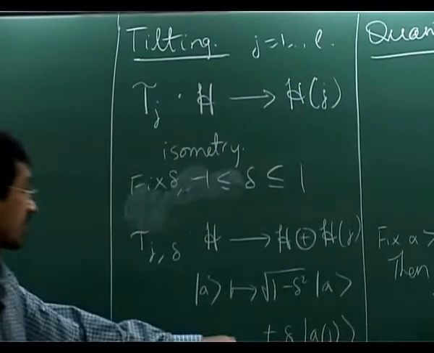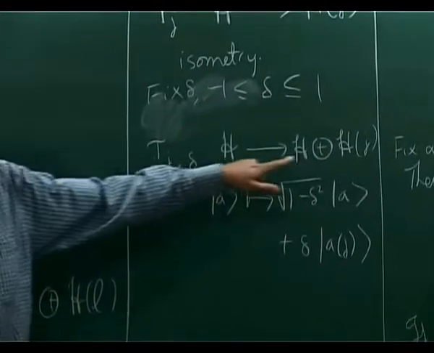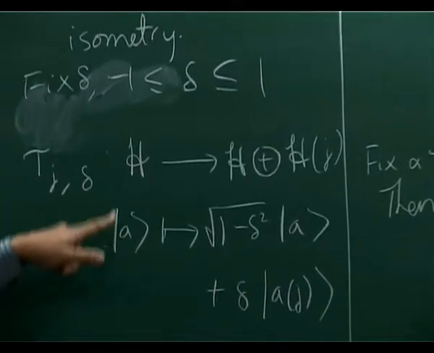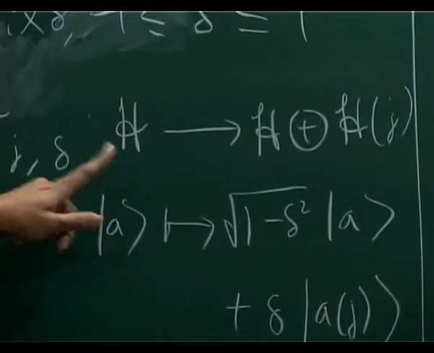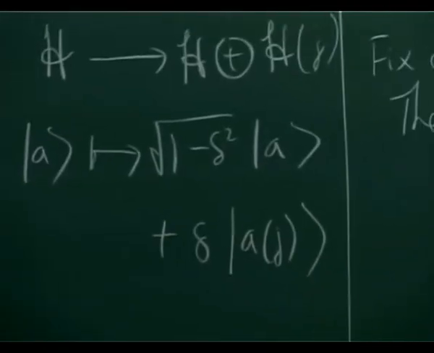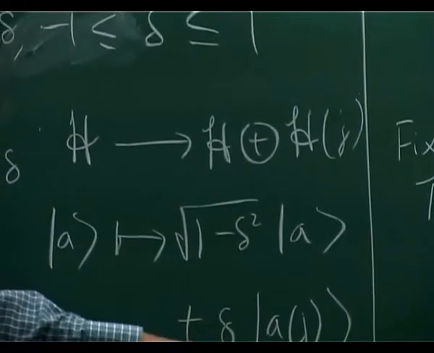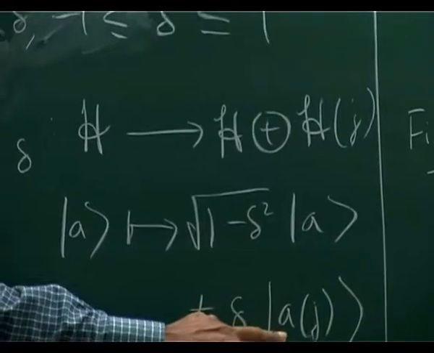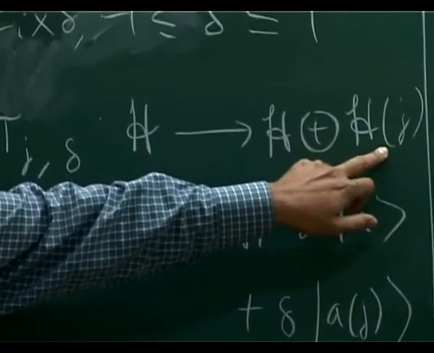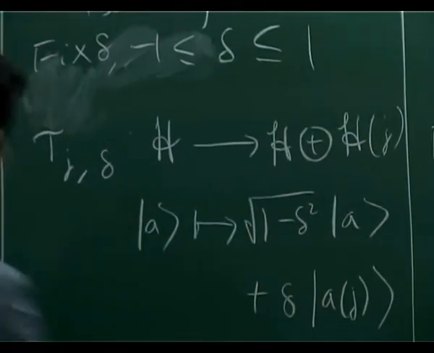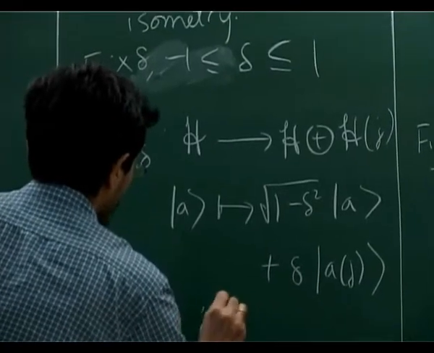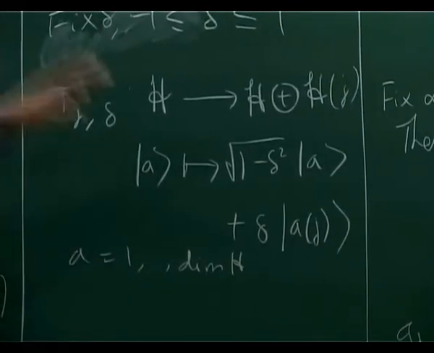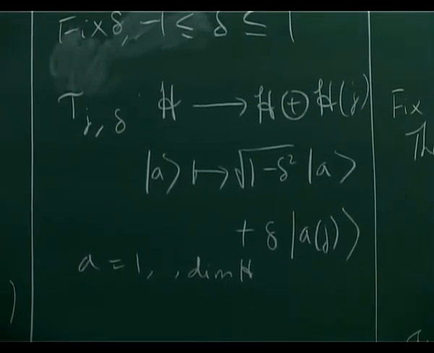So what is this notation? Remember Hj is an isometric copy of H. So if I index the computational basis of H by A, where A is equal to 1, 2, 3, and so on, then I have a similar computational basis out here. This bracket J just reminds me that this is the computational basis in Hj. A of course goes from 1 to the dimension of H. So this is the map on the computational basis.